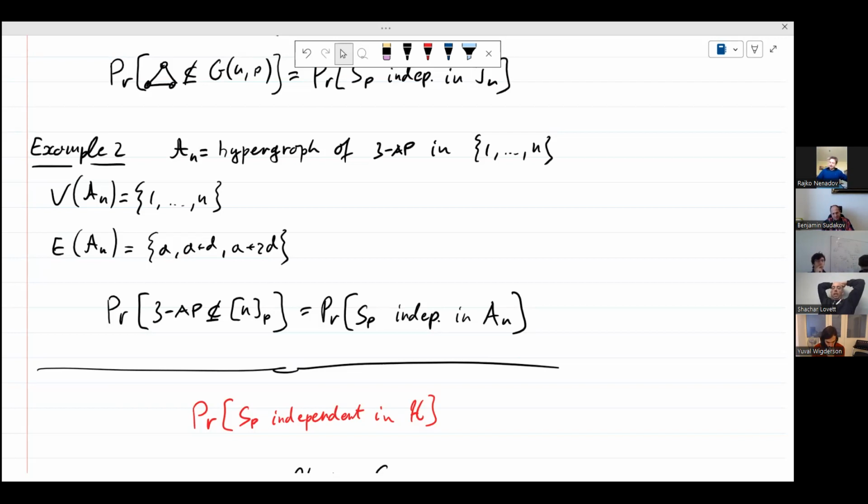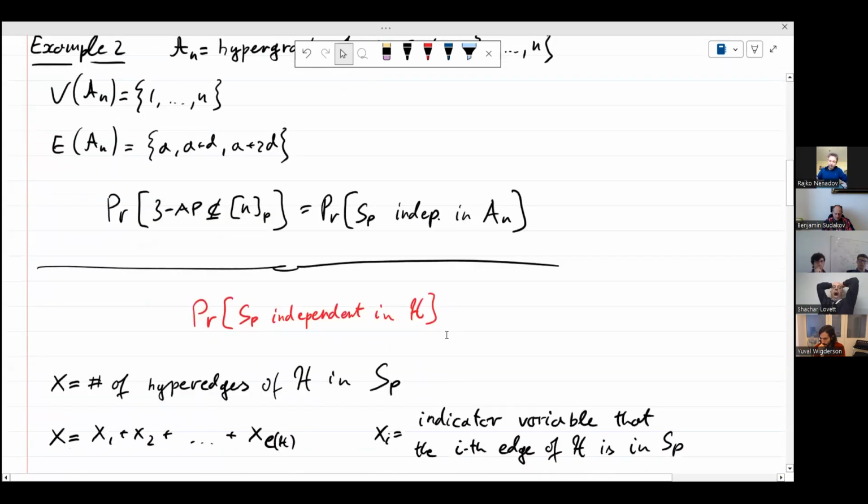And then, again, another classical question in probabilistic combinatorics is, if I look at the first n natural numbers and I pick each of them with probability p, then what's the probability that the resulting set contains a three-term arithmetic progression, which in our language is the same as asking what's the probability that the corresponding set S_p is independent. Good. So, using hypergraphs, one can encode many cases of interest, and get a sort of a common framework for studying them all at the same time.